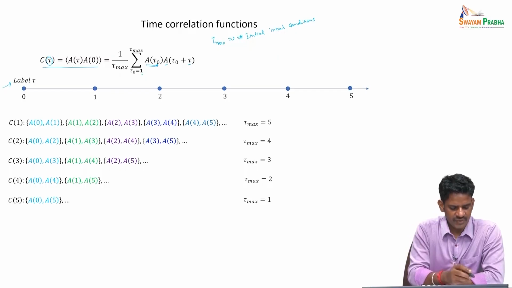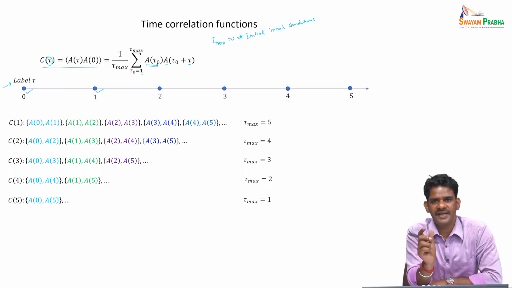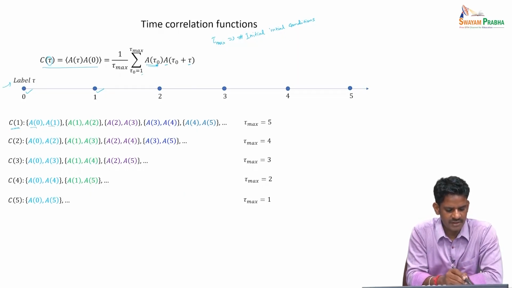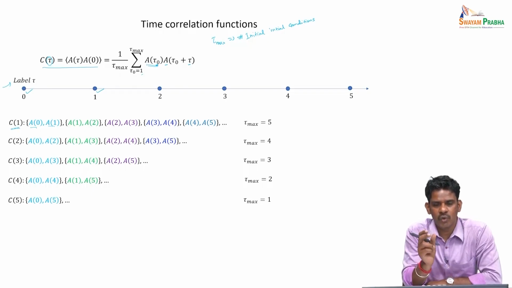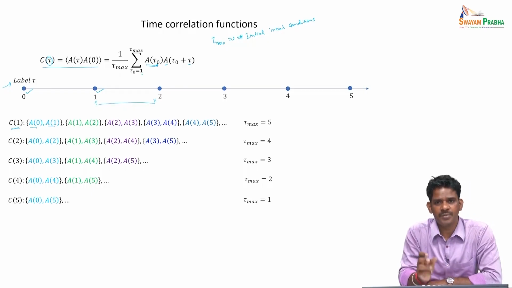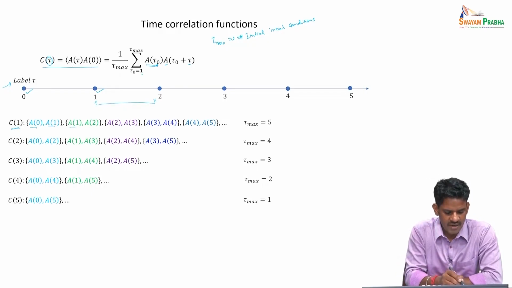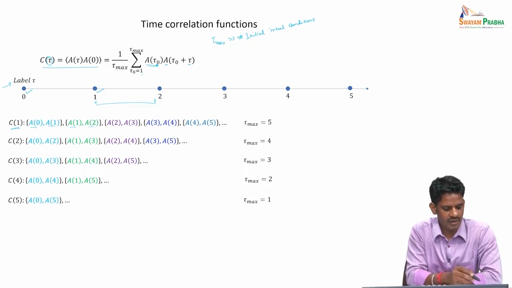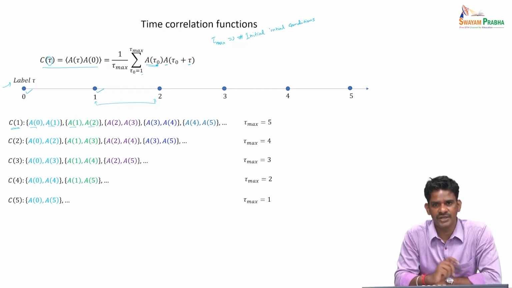The first thing is, if you take this data and this data, they are basically delayed by 1 tau unit. So we call that C1. I can take A0, multiply with A1, and get a correlation with a delay time of 1 tau. I can also take these two data sets, which are also delayed by 1 tau. So I can take A1 and A2, take the product of them. That will also give me a correlation function with a delay time of 1 tau.